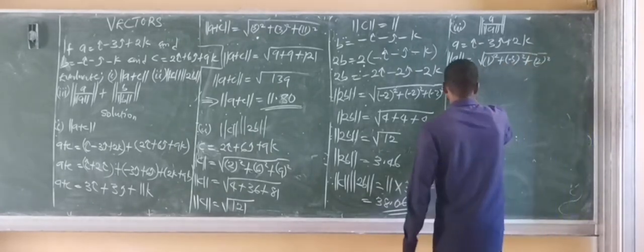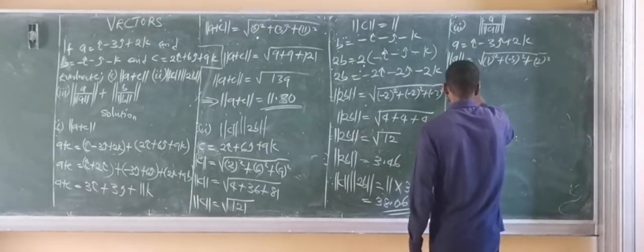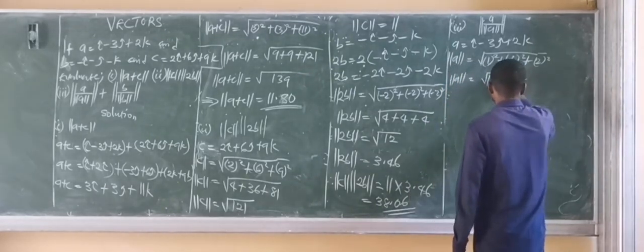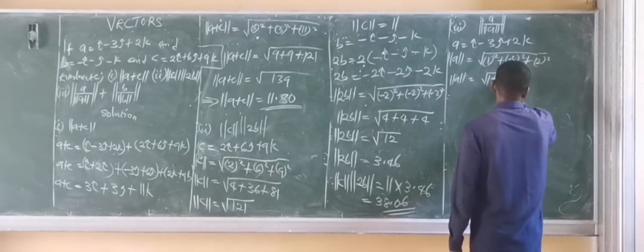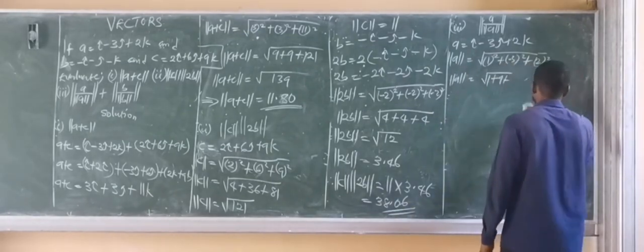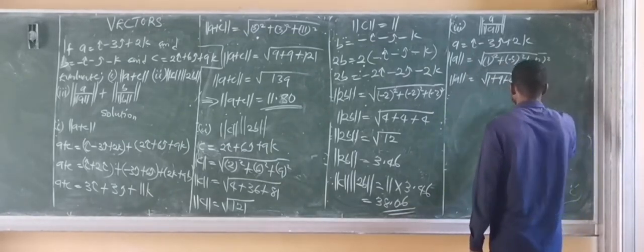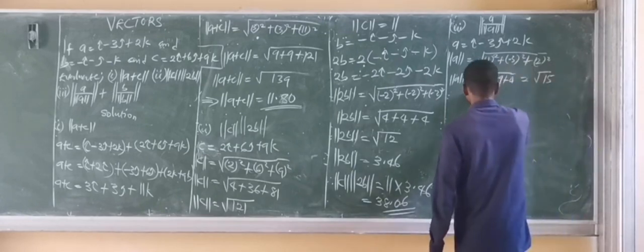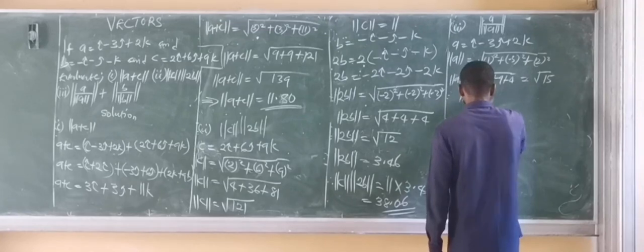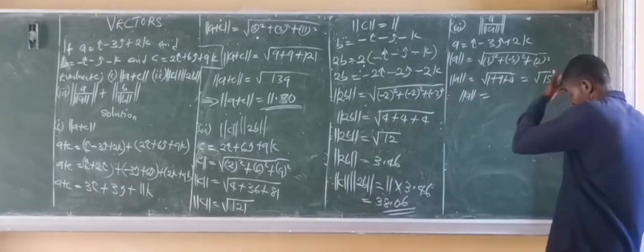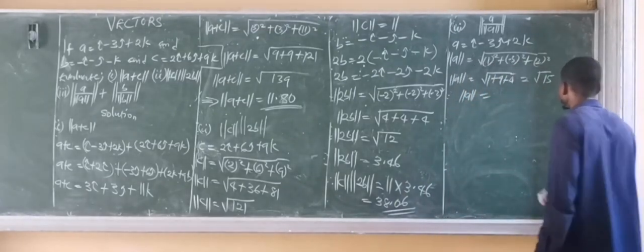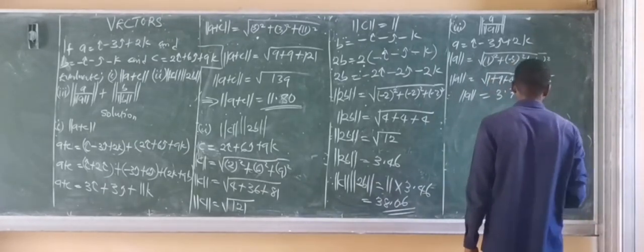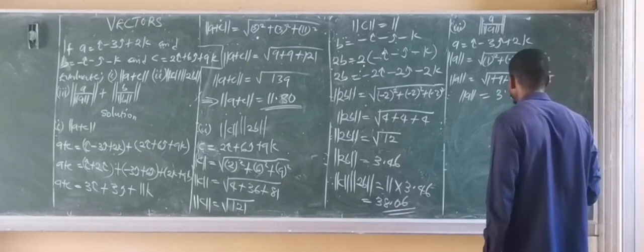This will give us the magnitude of A is equal to the square root of 1 squared is 1, plus 3 squared is 9, plus 2 squared is 4. So this is equal to the square root of 15. So the magnitude of A is the square root of 15. Square root of 15 is what? 3.7. Okay, so that's the magnitude of A.